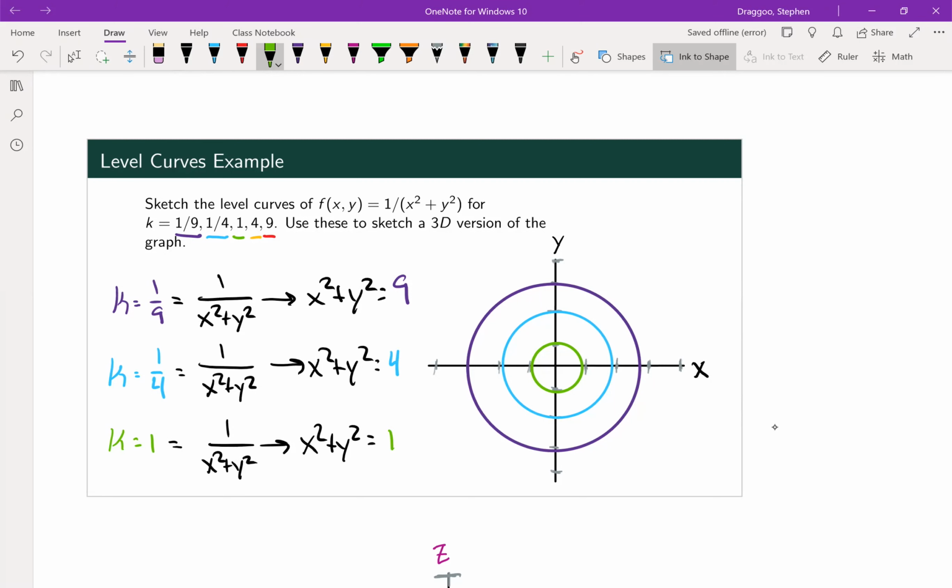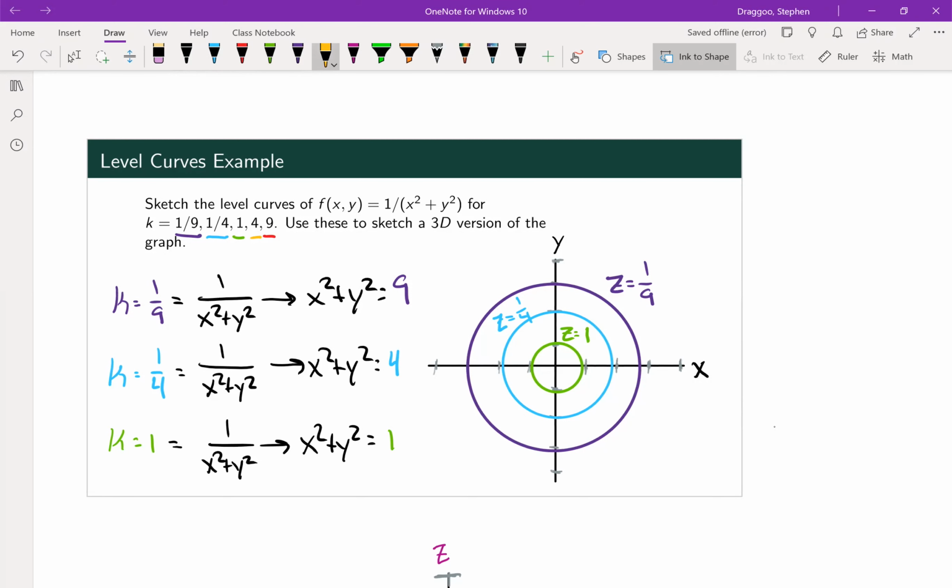So when we've got these level curves, if k is 1/9, I end up with a circle of radius 3 in the xy plane. But that means that I'm collecting all points where the function has a height of 1/9. So along that purple ring, I've got a height of 1/9, so I'm going 1/9 up the z-axis. Along that interior blue circle, we've got a height of 1/4, so we're going 1/4 of a unit up the z-axis. The green circle corresponds to a height of 1.